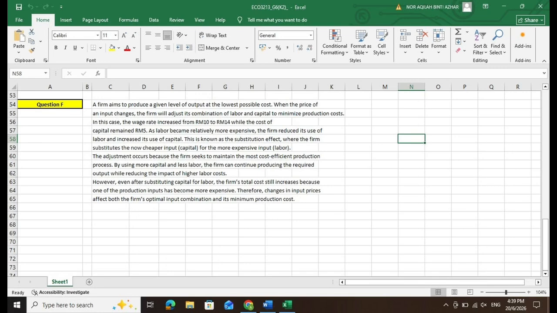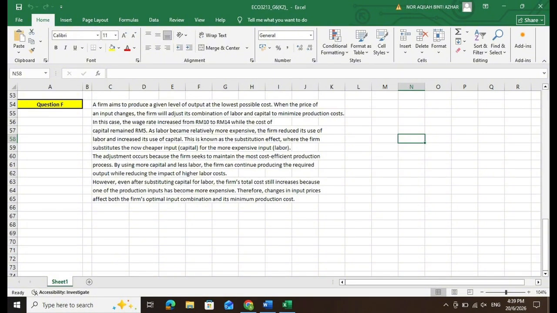For part F, the question asked me to explain the economic reason why the firm adjusts its combination of labor and capital when input price change. To answer this, I compared the result from part C and part D. In part D, the wage rate increased from 10 ringgit to 40 ringgit, while the price of capital remained 5 ringgit. Because labor become more expensive, the firm adjusts its input combination by using less labor and more capital. This is known as the substitution effect, where a firm replaces a relatively expensive input with the relatively cheaper input to minimize production costs.